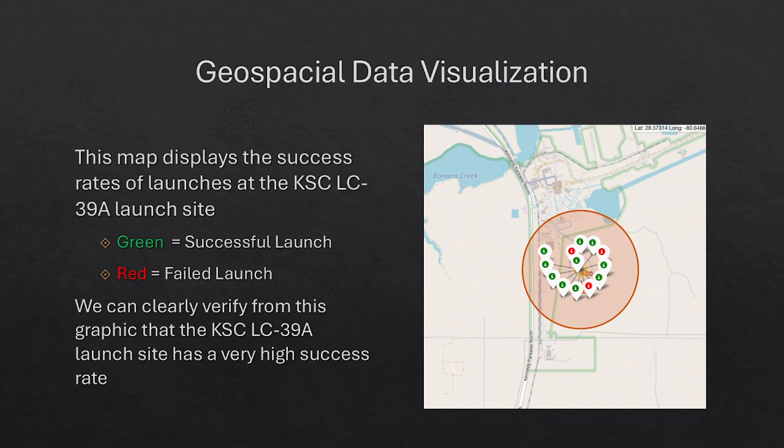This is the launch site that we were looking at earlier because it was very successful. This is KSC LC39A. These green markers indicate a successfully launched rocket, and the red markers indicate a failure for the Falcon 9 booster to land successfully. And this is a very clear visualization that this launch site has quite a high success rate.